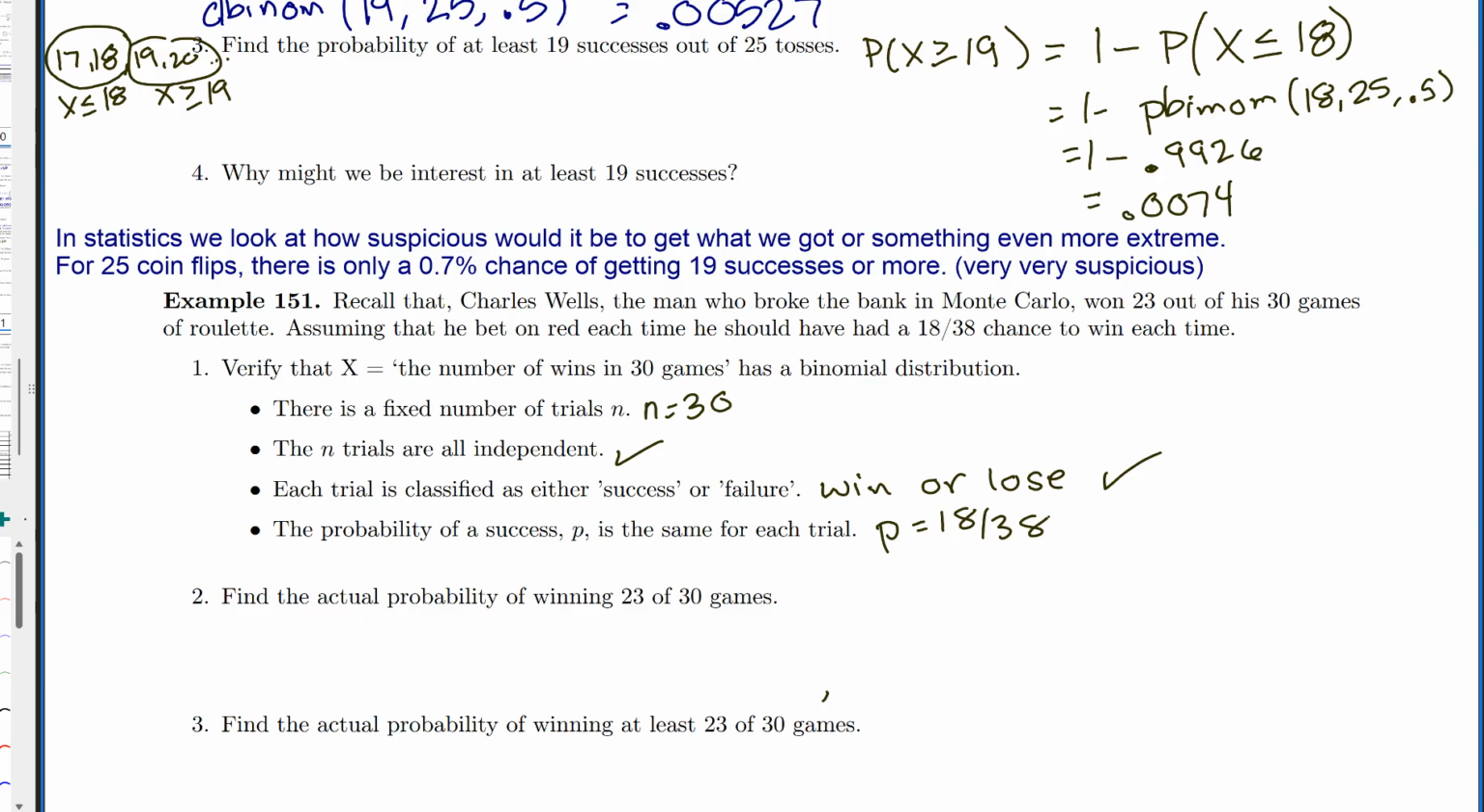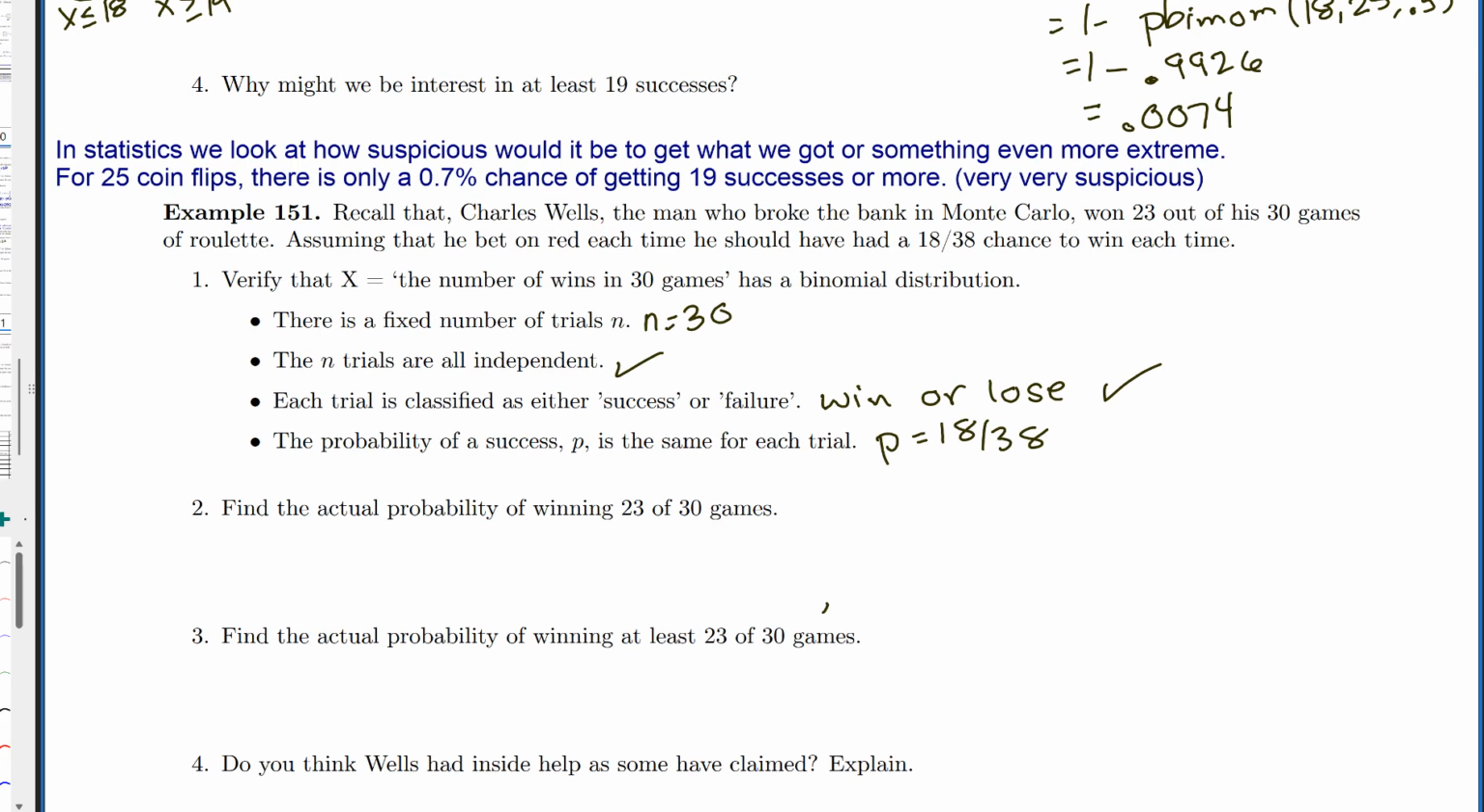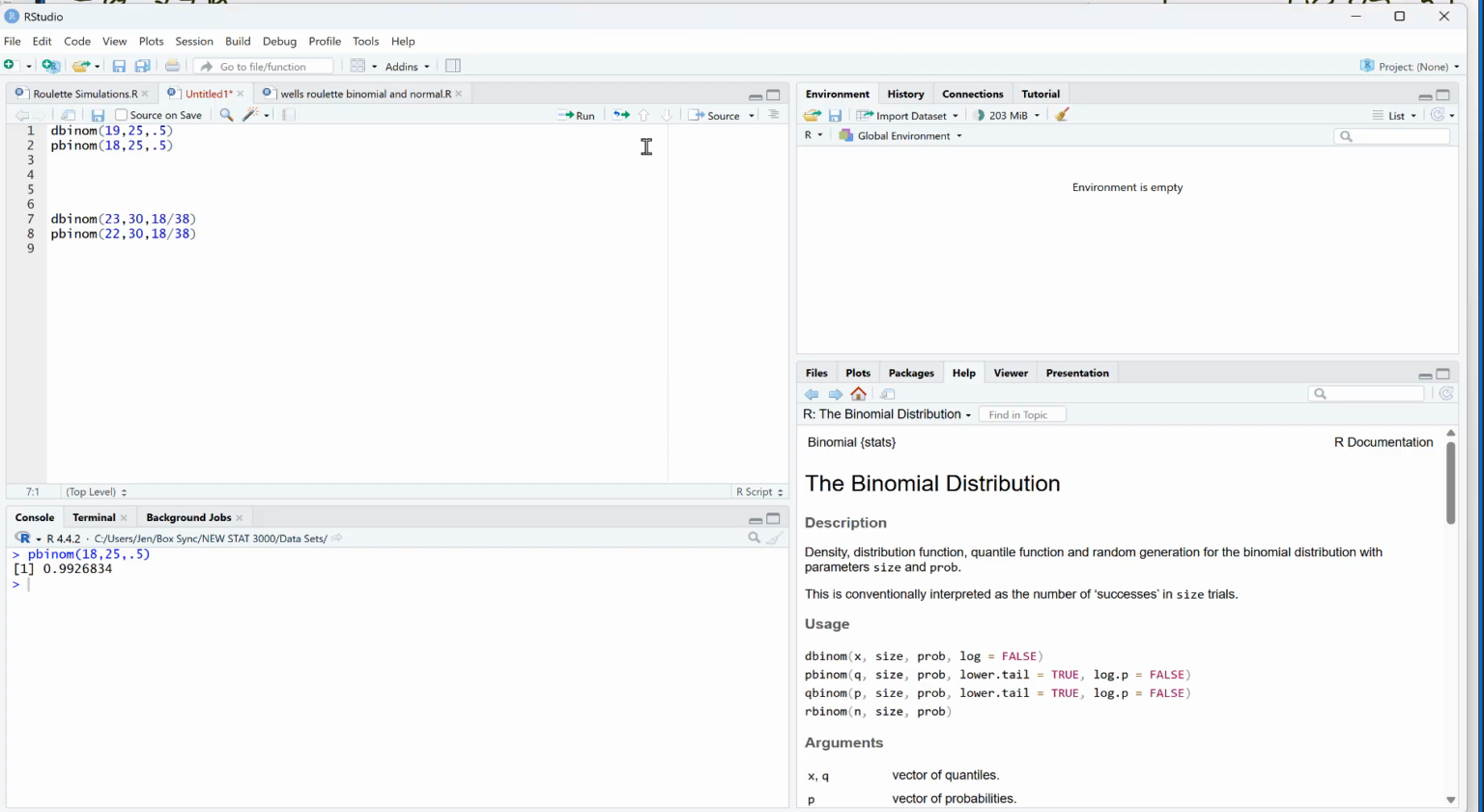So if I want to find the actual probability of winning 23 out of 30 games, I look for the probability that x equals 23. Okay. So in R, I'm going to type in d binom. I want to win 23 times out of 30, and the chance of winning was 18 out of 38, and I can just type it in as a fraction, and R will do that for me. So that's right here, d binom 23, 30, 18 out of 38. If we run that, we had that it was 0.000782.